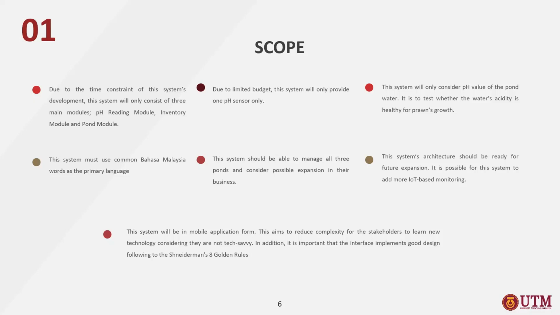Next, the system must use common Bahasa Malaysia words as the primary language in the system, and should be able to manage all 3 ponds that exist currently and consider possible expansion in their business. Next, this system architecture should be ready for future expansion. So it is possible for the system to add more IoT-based monitoring. And finally, this system will have to be in mobile application form.